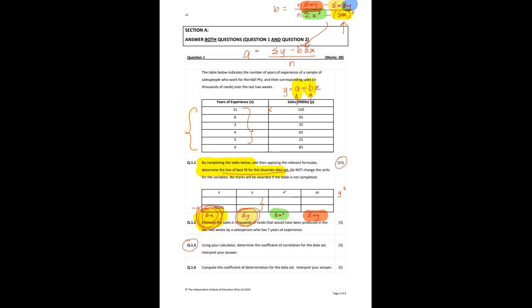So that's question 1.1. And then question 1.3 asked you to use your calculator and determine the coefficient of correlation for the data set and interpret your answer.